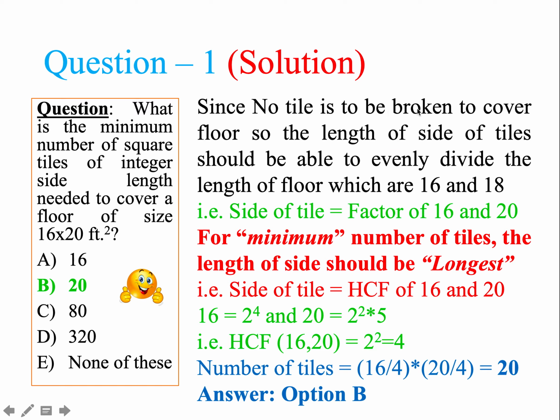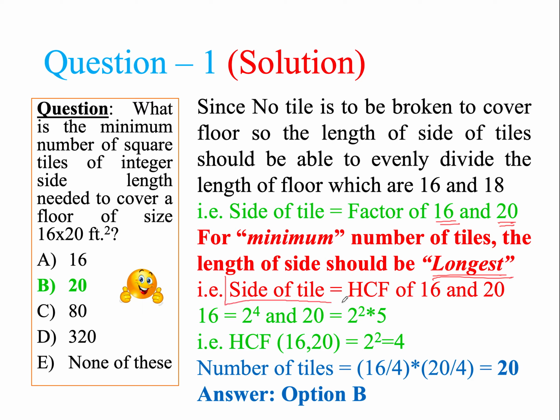So here, no tile is to be broken. So the side of the tile should be a number that is a factor of 16 and 20 both. Let me repeat that once again. For the minimum number of tiles, the length of the side should be as big as possible. And the length should also divide 16 and 20 both, because it should be a factor of 16 and 20, since no tile has to be broken. So basically we are looking at the common factor that is highest of its nature.